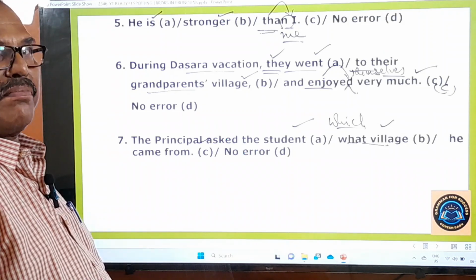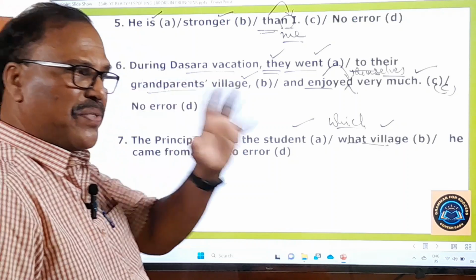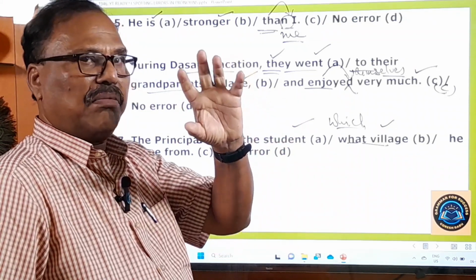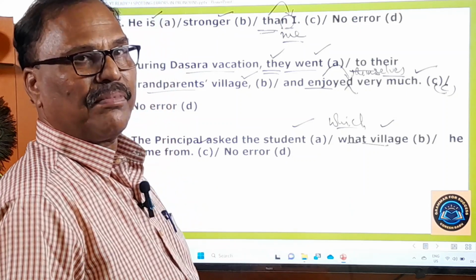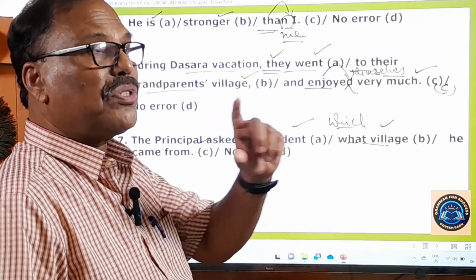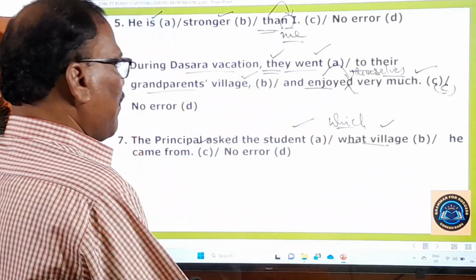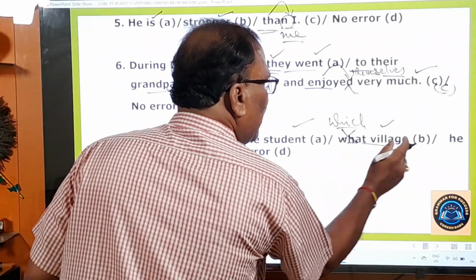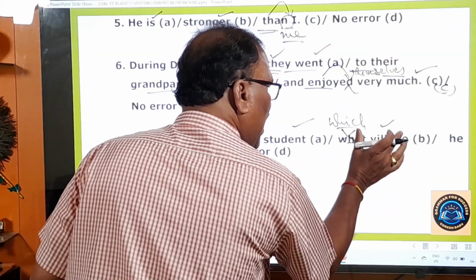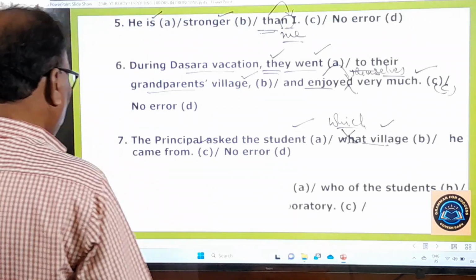When you are asking for certain things, specifically when you are questioning specifically, you must use which. Which is used to mention a thing specifically: which village he came from. So this "what" is used wrongly here. That's why this B part has an error, and this is going to be the answer, right? And you go to the eighth one.